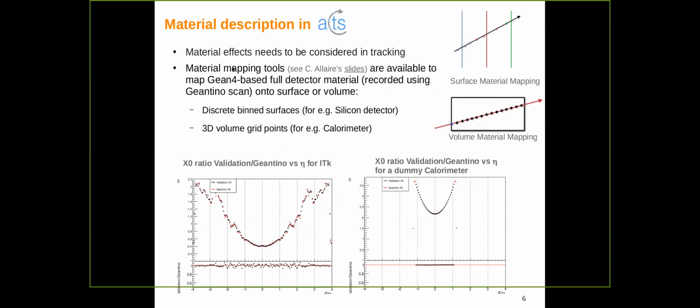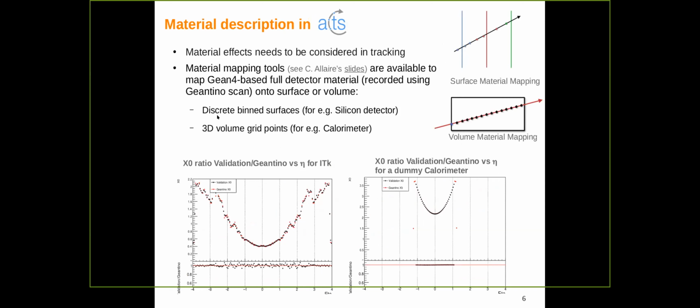Since we have to consider the material effects during the tracking, the material has to be stored in a certain way. In ACTS, this is done based on either surfaces or volumes. And we have material mapping tools for this purpose, which can map the full detector material onto either the surface or volume, depending on the detector type.